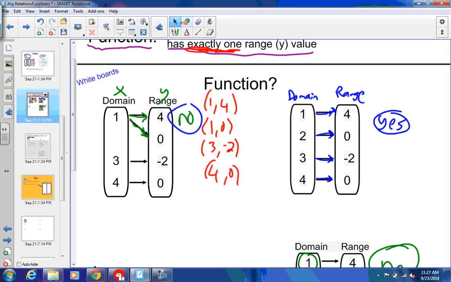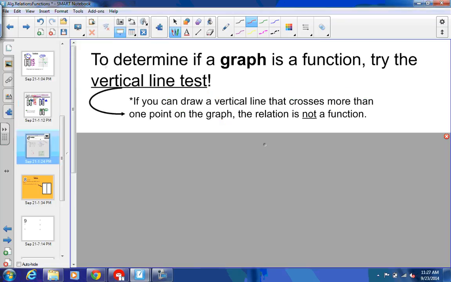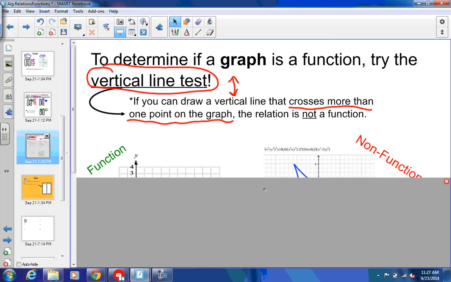So you can plot those points. They're points. You can plot them on a coordinate plane. You can graph those, and then you can use what we call the vertical line test. If you draw a vertical line, remember vertical means up and down. Draw a vertical line anywhere, and if you can find one that crosses more than one point, that means that the x value has more than one y value, which is not good, then it is not a function. Okay, if it only crosses one point everywhere, then it is a function.